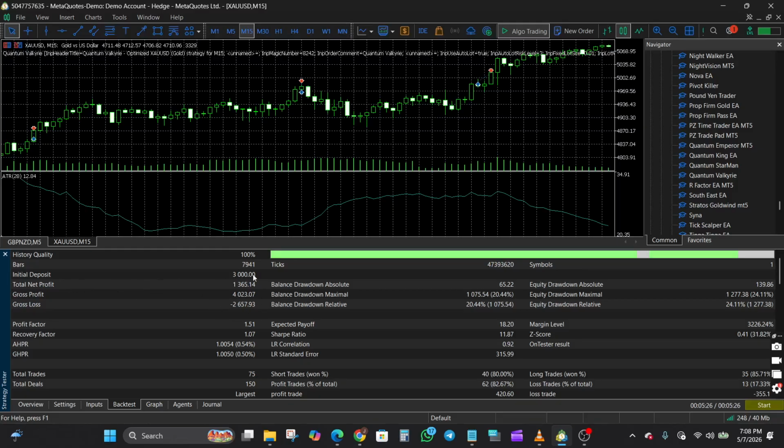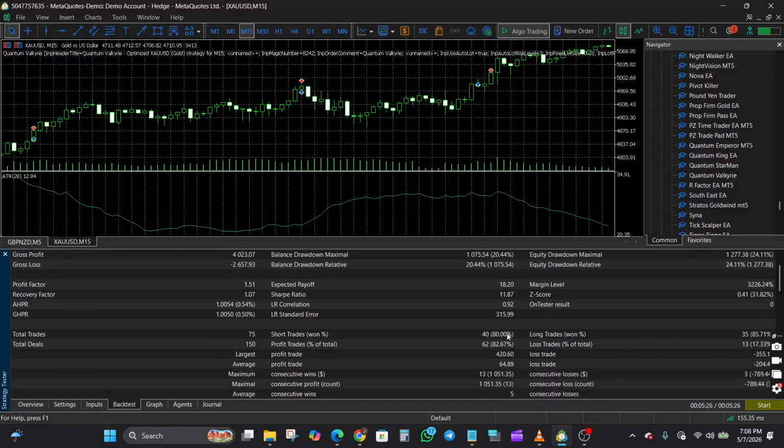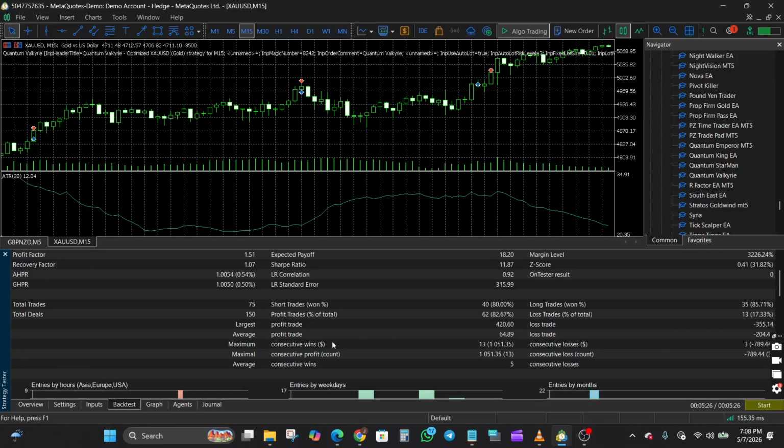Initial deposit is $3,000, net profit is $1,365. We have 75 total trades, 40 short trades with an 80% win rate, and 35 long trades with an 85.71% win rate. So that's quite a good one. The largest profitable trade was $420.6. The average profit trade was $64.89, and the average losing trade was $204.46.